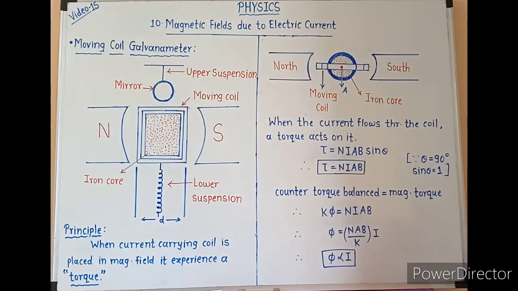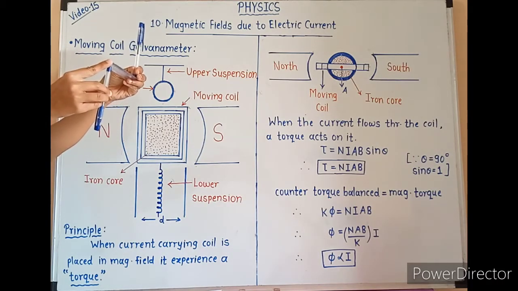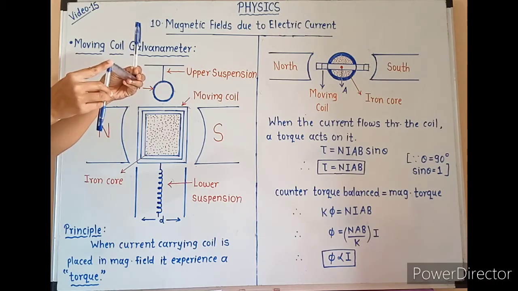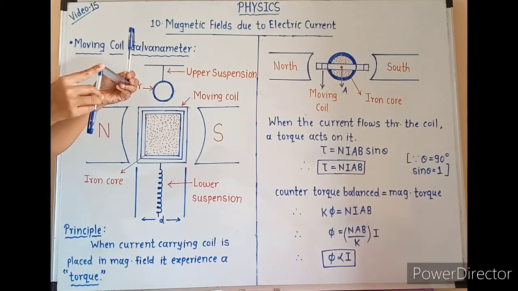Now what do you mean by this torque? Torque is defined as: if two equal and opposite forces act at different points such that there is a perpendicular distance between them, then they make a couple of forces, and the effect of this couple of forces is known as torque.